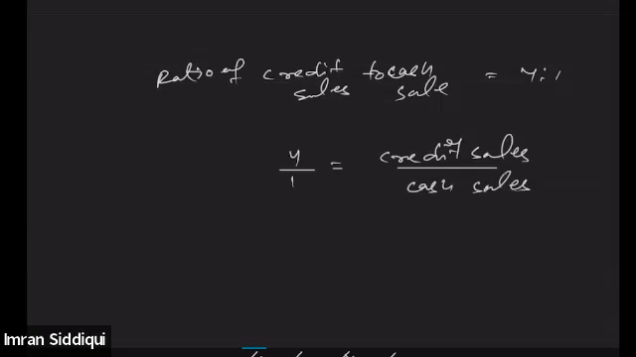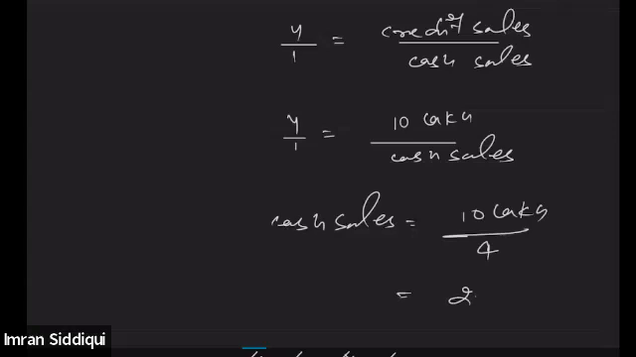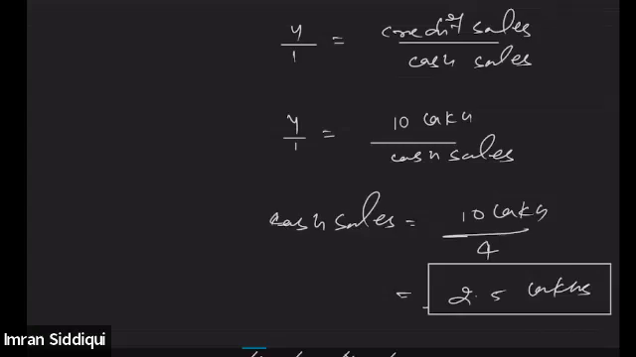Yes. Can we also write it this way? 4/1 equals credit sales divided by cash sales. And if credit sale is already given in the question, 10 lakhs, cash sales is missing. Simply by cross multiplying this, we'll get cash sales equals 10 lakhs divided by 4. And so the answer will be 2.5 lakhs. Can we write it this way? Do you understand the calculation? Cash sales will be 2.5 lakh. Understood, yes or no?